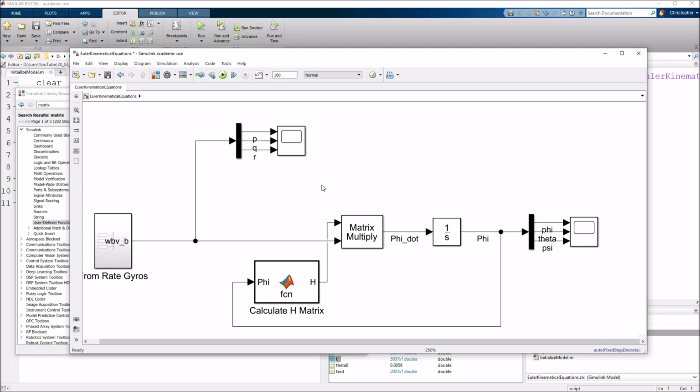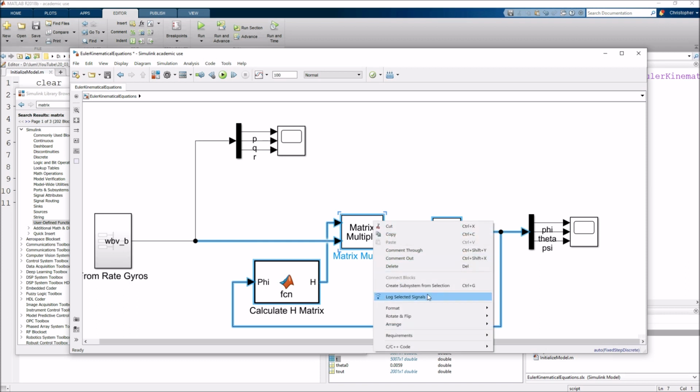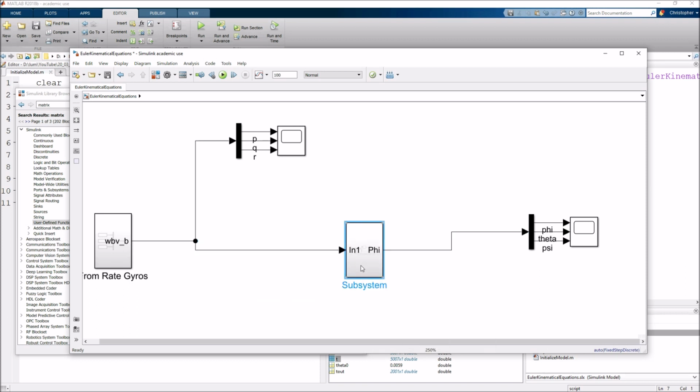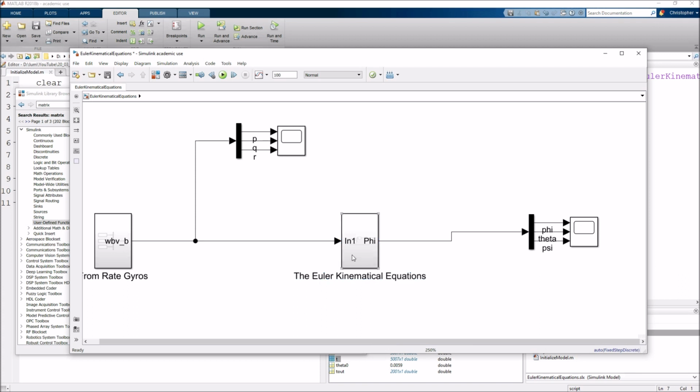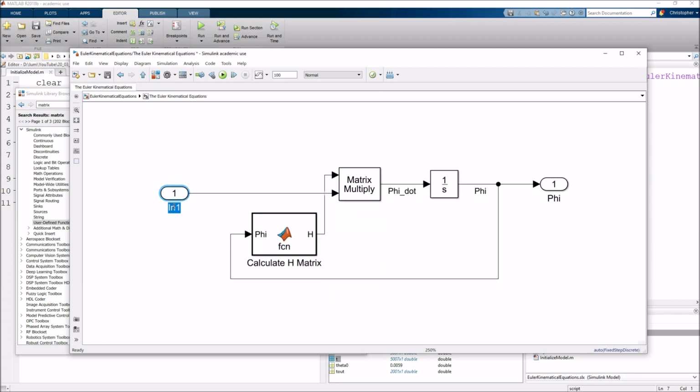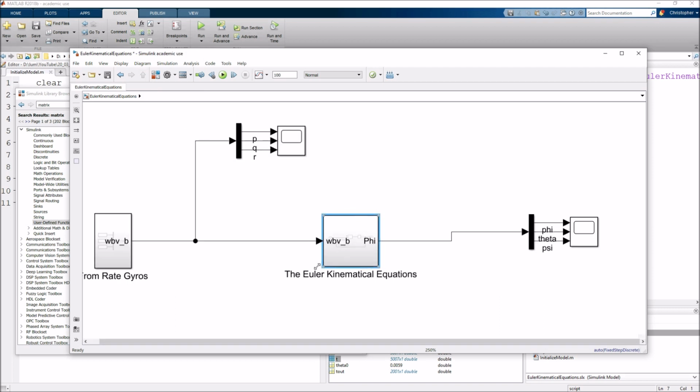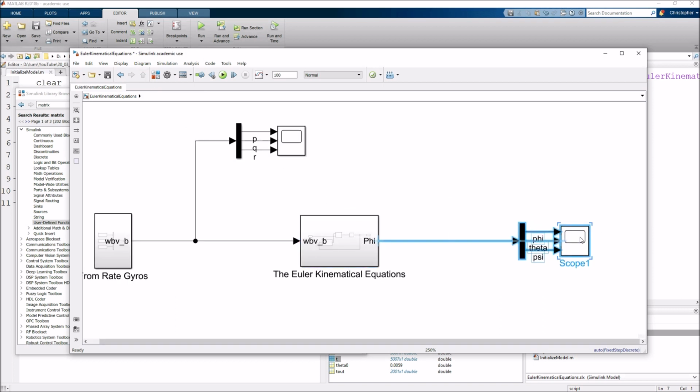So with that, I think what we can do now is we could actually go ahead and encapsulate all of these blocks, and create a subsystem if we wanted to, and just basically say that this is that mapping that we were looking for. So I'm going to create a subsystem out of this selection, and this is basically the Euler Kinematical equations, right? Where all that comes into the Euler Kinematical equations are rate gyro information, so omega b with respect to v expressed in the body frame, and what comes out of the Euler Kinematical equations are capital phi. So there we go. This looks like a nice clean implementation of what's going on.